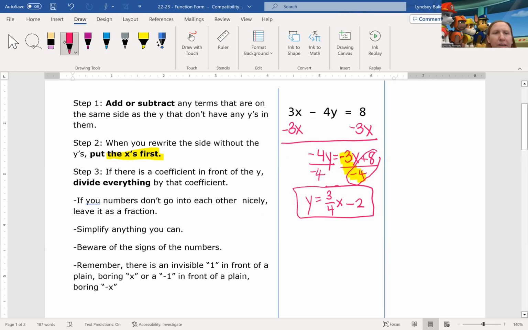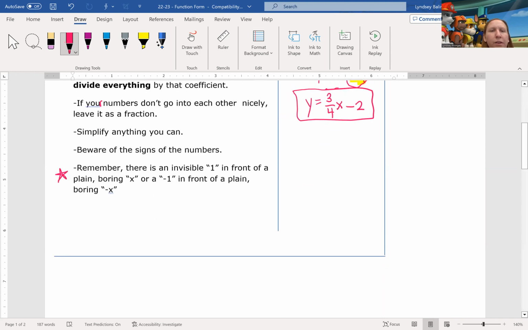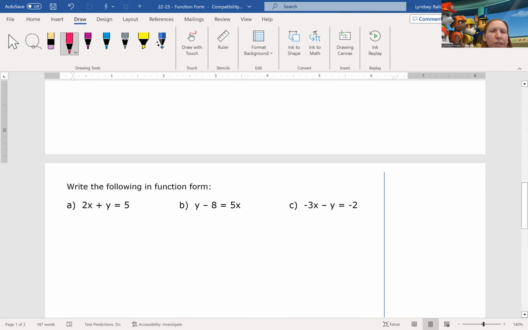Okay, so just a couple other things. If your numbers don't go into each other nicely, just leave it as a fraction. Simplify anything you can, whether it's numbers or signs. Be careful of those signs and our integer rules. And this is going to be important for at least one of the questions on the next page. There's an invisible 1 in front of an x or a negative 1 in front of a negative x. It might be helpful to put those numbers in there so you can see part of the fraction when it comes to those. Okay, so now we're just going to practice a bunch of these.